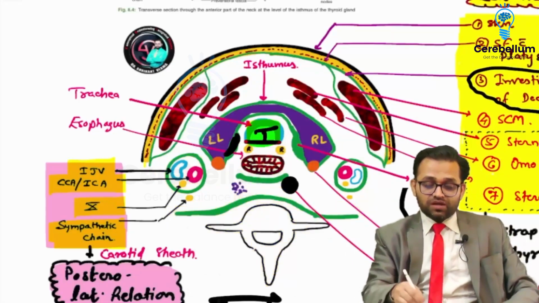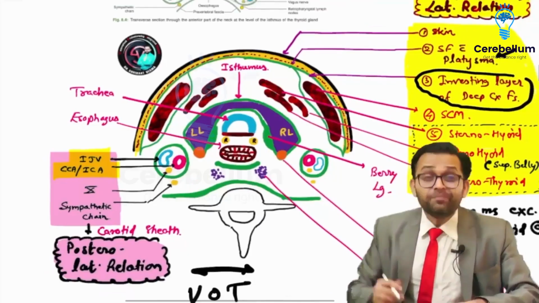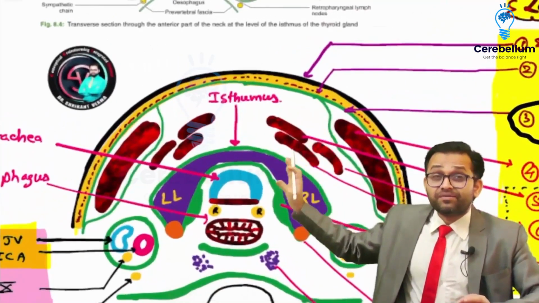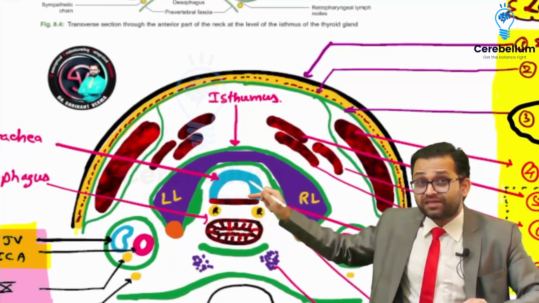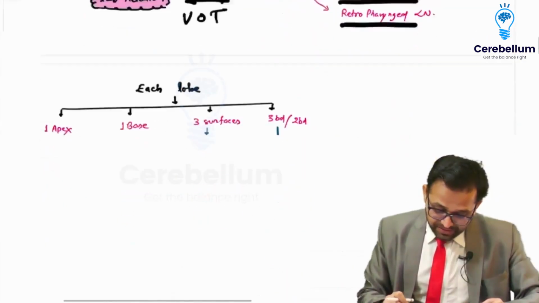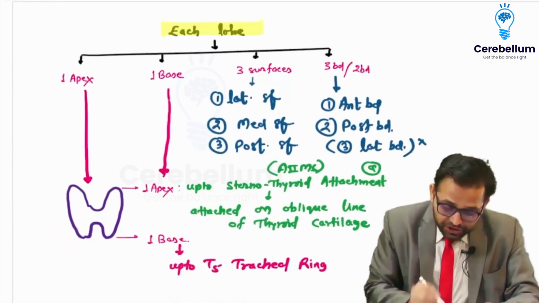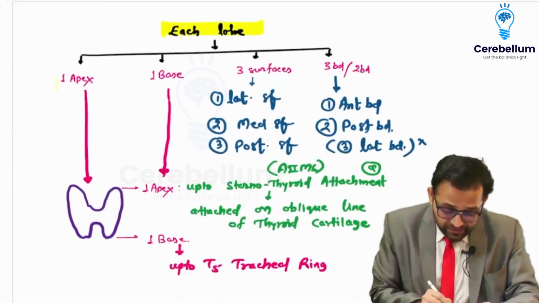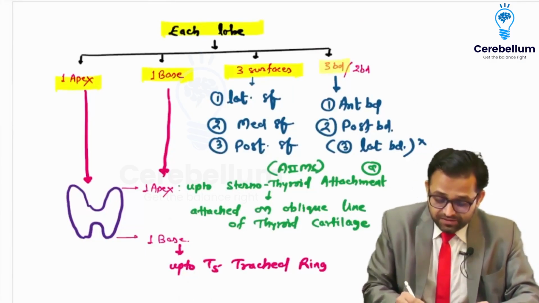Now I am going to tell you the medial relation. The thyroid gland medially is related with two tubes, trachea and esophagus. Try to understand this one. Each lobe has one apex, one base, three surfaces, three borders.